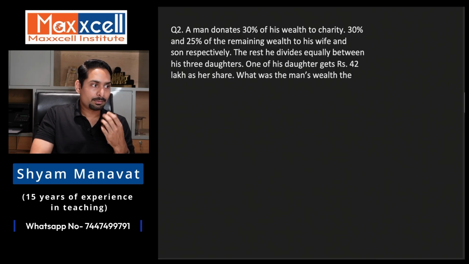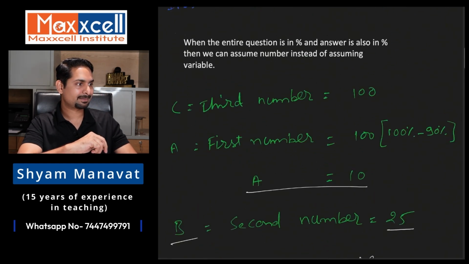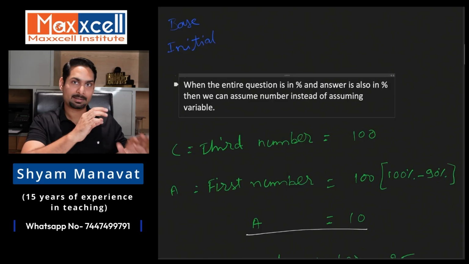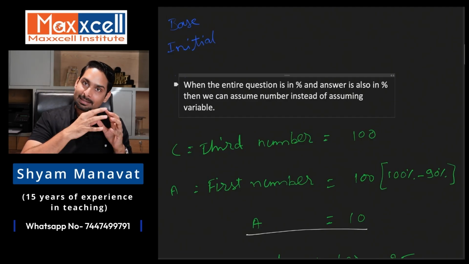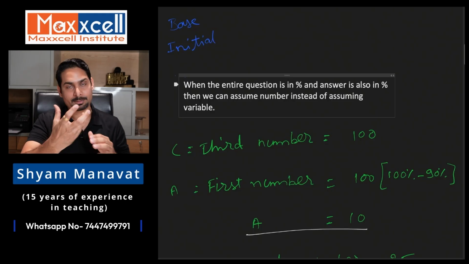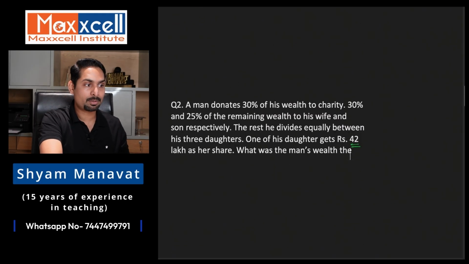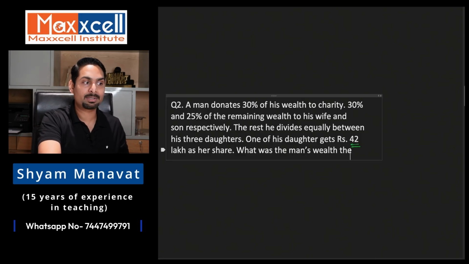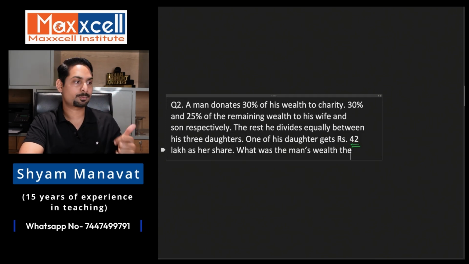You can see here that 42 is given. 42 is a number. So can this trick be used in that question? What is the trick? When the entire question is in percentage and the answer is also in percentage, then you can assume a number. Here you can see the entire question is not in percentage. You got 42 as a number. 42 lakhs is not a percentage, it is a number, and the answer is also in terms of a number. I hope you are able to differentiate between question number 1 and question number 2. Good.